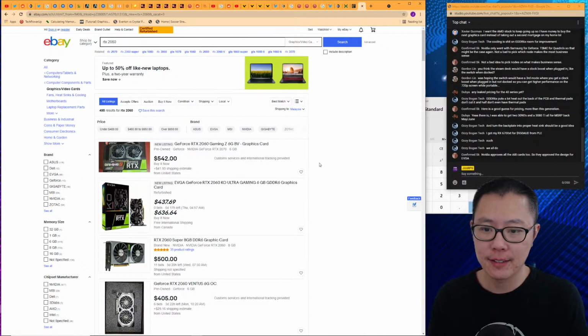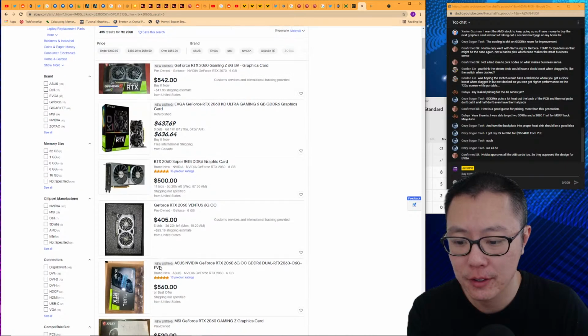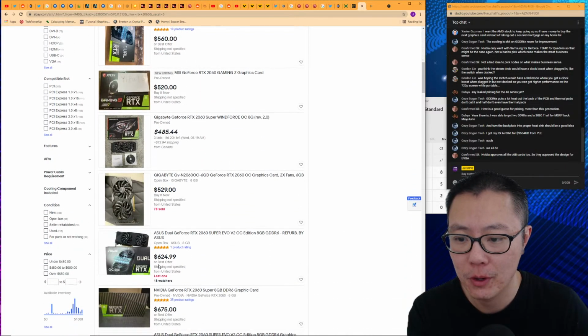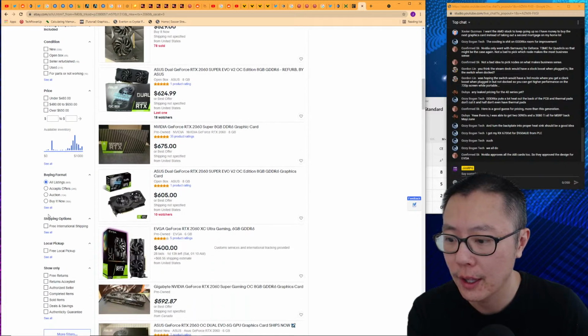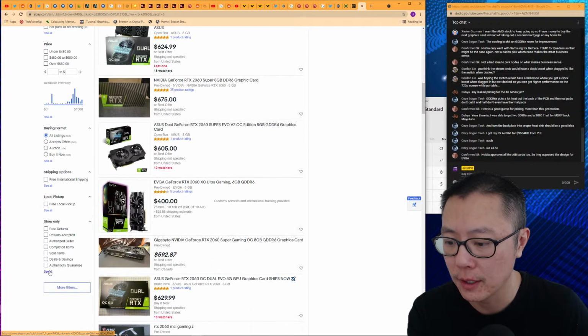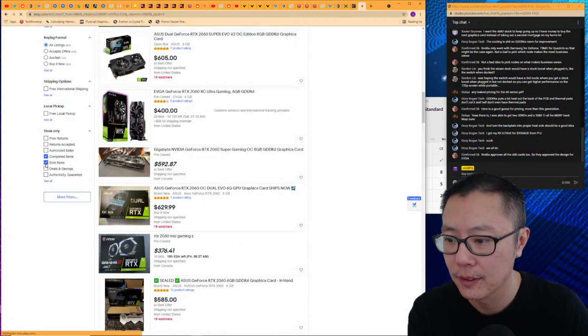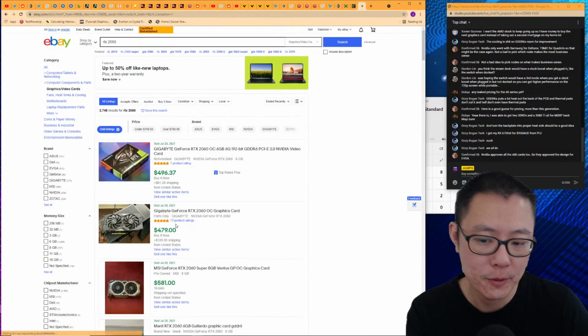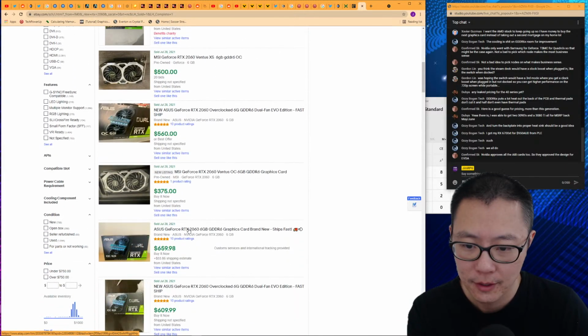How much are these RTX 2060s? Even the pre-owned one is selling for $500, 400, 500, 485. Let's go to the, what do you call it? The sold items. So sold items 2060: 500, 500, 500, 500, 500.